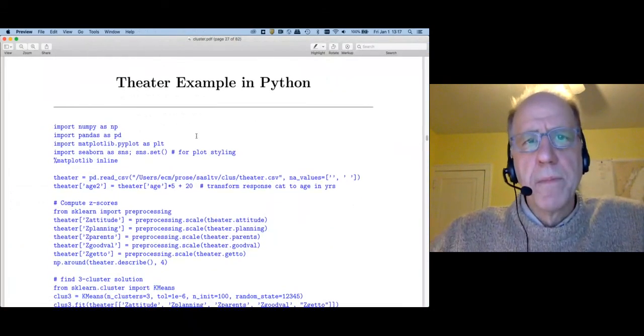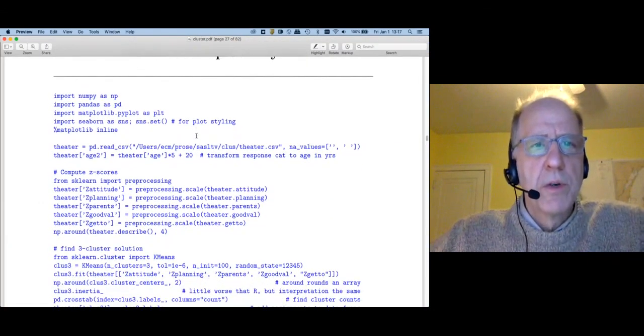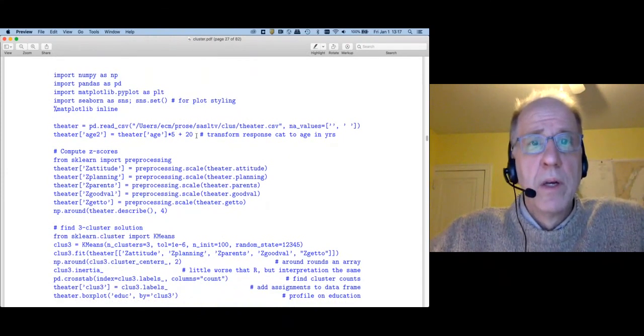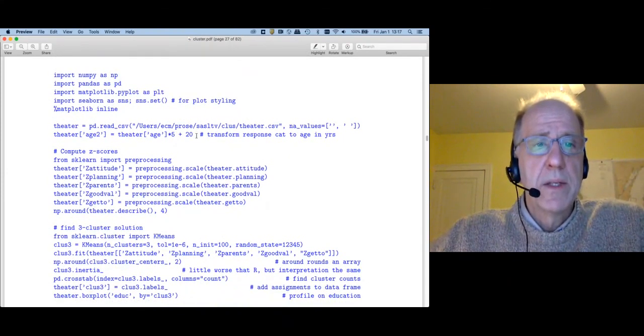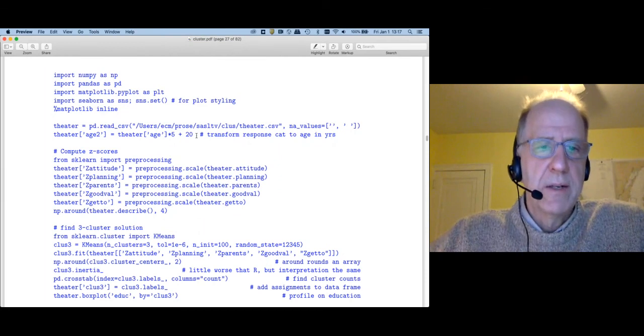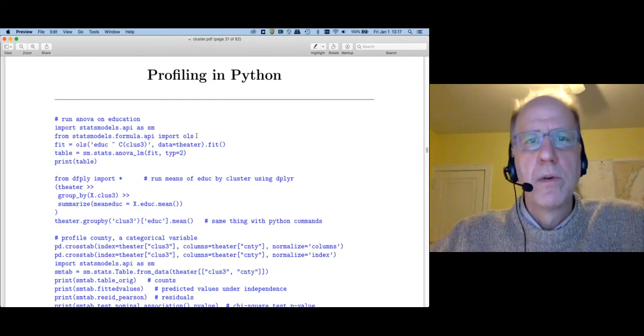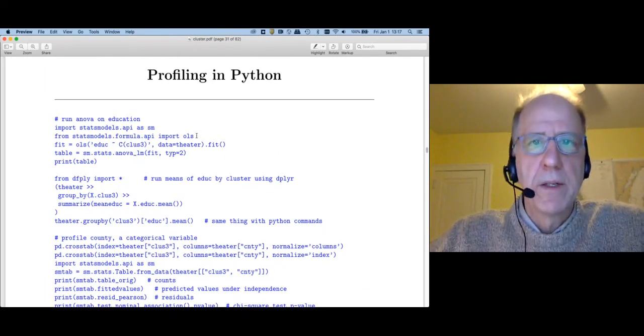So as a final note, in the course packet, I've also shown you Python code to run the same analysis on the theater data set. There's also code to illustrate the profiling in Python.